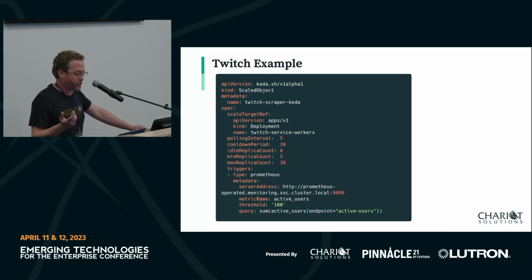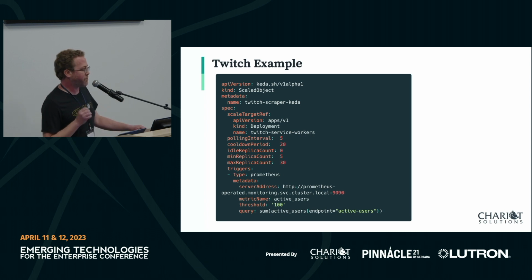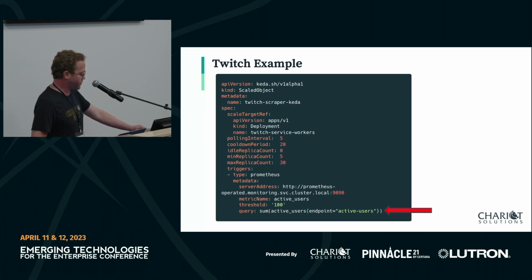Another example is, say you're a Twitch streamer and you want to have a service that's turned off when you're not streaming, and then turns itself on when you start streaming. And as you're streaming and as active users come in, your service scales up according to your active users. So in this case, setting the idle replica count to 0 will ensure that our deployment is dormant when we're not streaming. And then we also have current active users in Prometheus that will scale one pod every 100 active users.